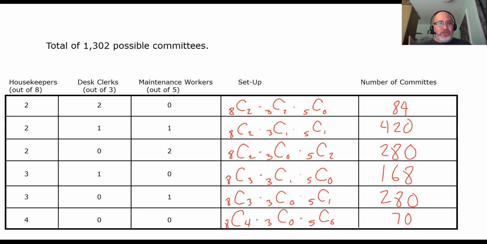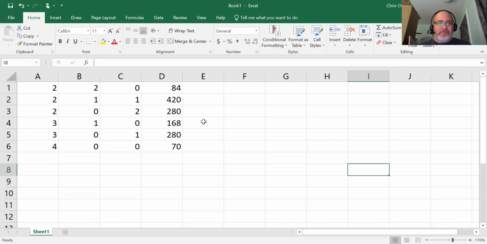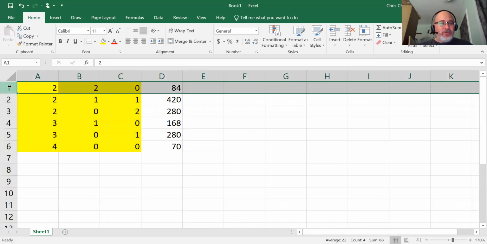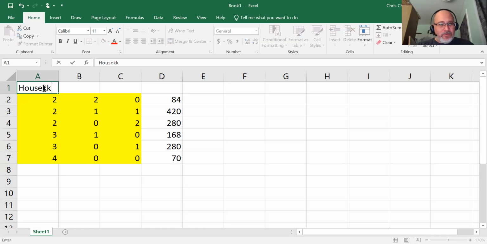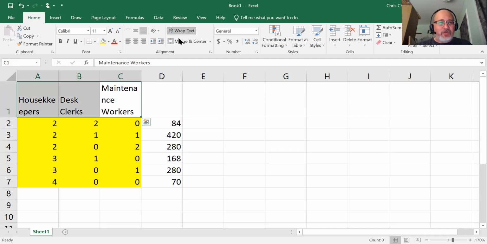All right, let's share Excel. Let me blow this up a little bit. Over here, I just typed in all the numbers, and I don't have these labeled, but these are housekeepers. These are desk clerks. I still think I spelled it wrong. And these are maintenance workers. Let's wrap this and shrink it down. Yeah, I did misspell housekeepers. Too many Ks.